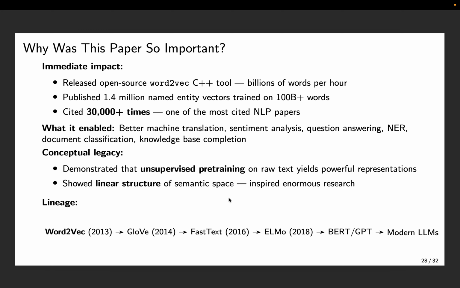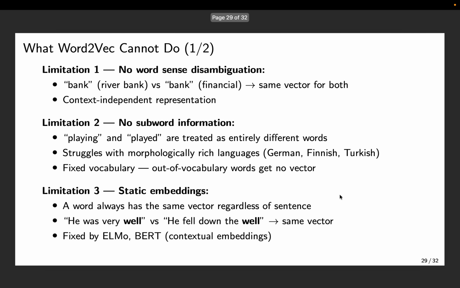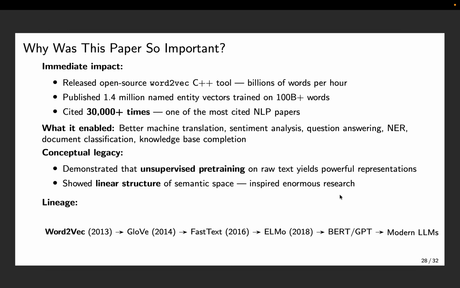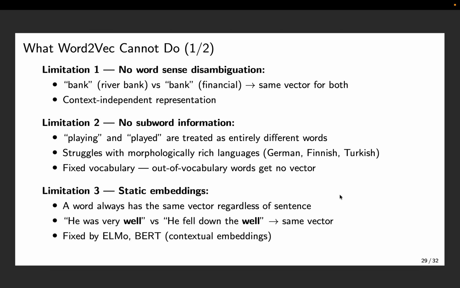Following the lineage: word2vec to GloVe and FastText in 2014 to 15, which gave a better training objective and subword information; to ELMo in 2018, with contextual word embeddings; to BERT and GPT in 2018 to 19, and deep contextual representations at massive scale, which is GPT-4, Claude, Gemini from 2023 onwards, with trillion-parameter models. Every one of these builds on the core insight word2vec established: learn representations of language from raw text by predicting context. So next we'll discuss the limitations.